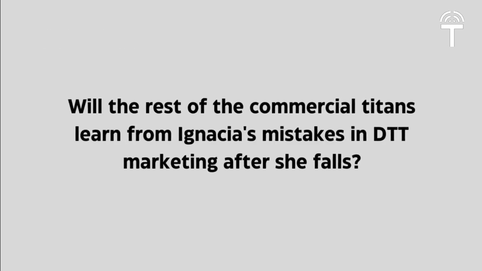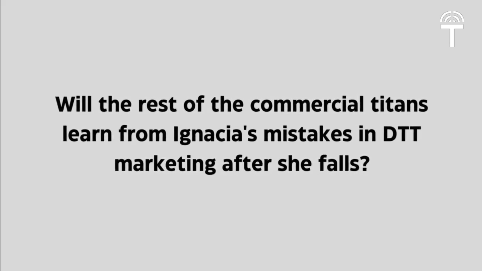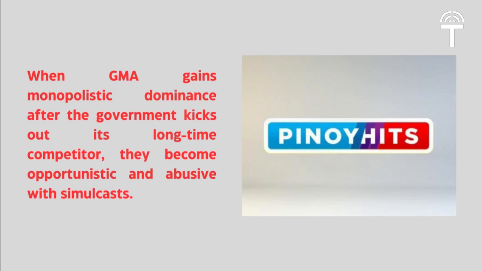Regarding digital terrestrial television, questions remained about the success of other channels when they learned from the mistakes of Ignacia. Outcome? Kapuso mostly adopted Ignacia's DTT strategy, including by introducing their own receivers, the GMA Affordabox, and channels. But to avoid problems, Kapuso chose not to encrypt those channels, unlike their former rival. However, they are now faced with the challenge of simultaneously simulcasting identical content.